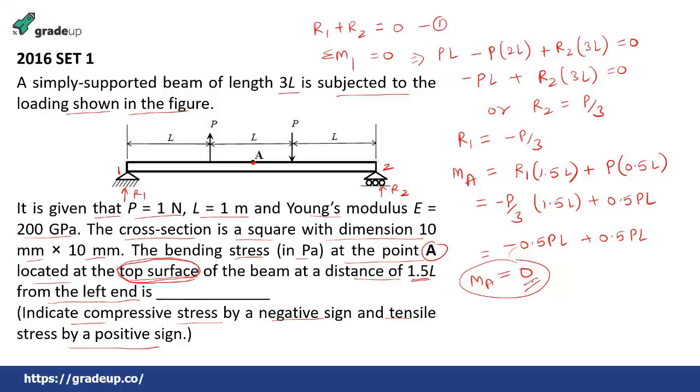So the bending stress won't exist at point A. Okay, so the answer is that the bending stress in this case is 0. All this data that has been provided to you, indicating compressive by a negative sign and tensile by a positive sign, is just to confuse you.